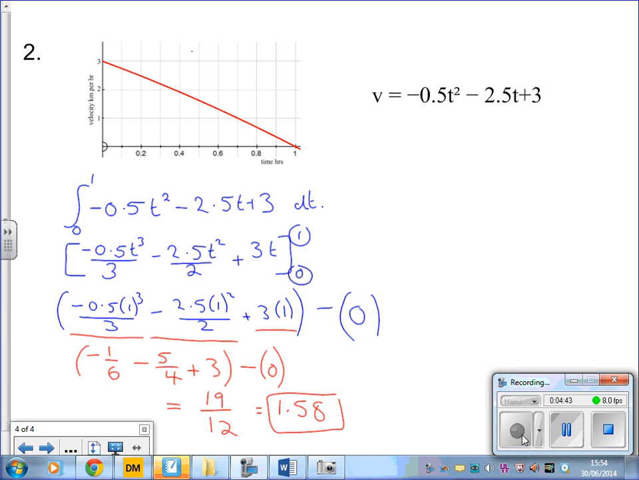Part B asks me, what is it I've just found? Well, I've integrated between 0 and 1, so I've found the area under this slight curve. An area under the velocity time graph is the distance. So I found the distance that's travelled in the first hour.